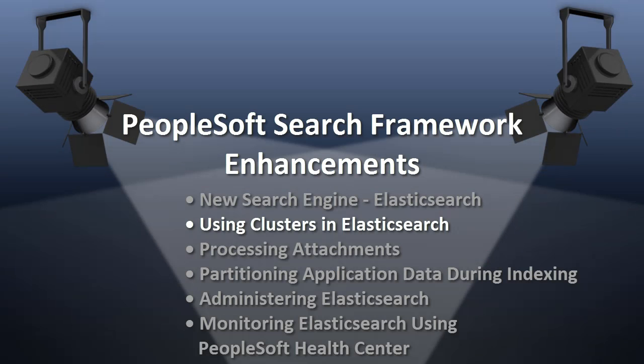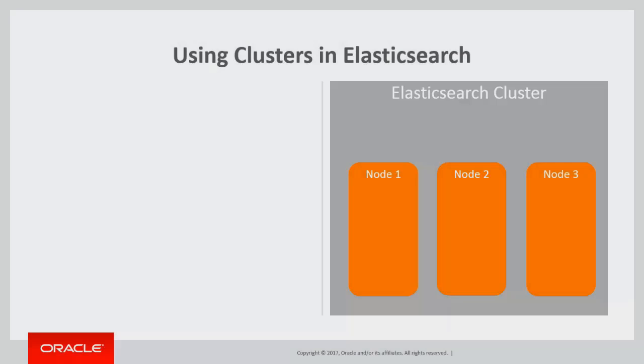Using clusters in Elasticsearch. Elasticsearch uses distributed architecture and is built to be scalable. Elasticsearch uses clusters with multiple nodes to provide high availability. In Elasticsearch, a cluster is a collection of one or more nodes that together hold your entire data and provides federated indexing and search capabilities across all nodes.